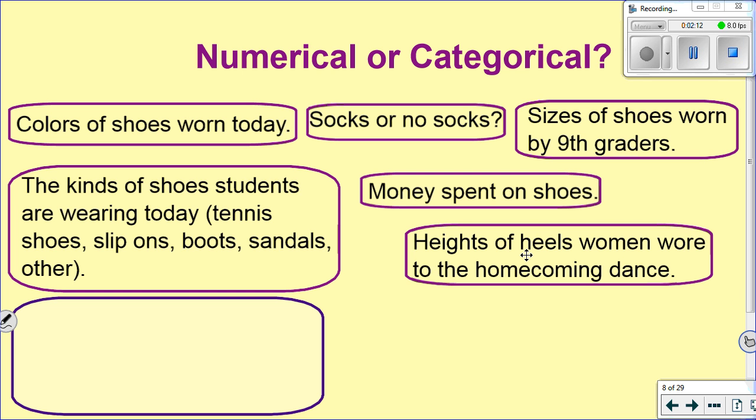The heights of heels women wore to the homecoming dance. A height, again, I can give that a number, right? 1 inch, 2 inches. So that's going to be numerical. And then I have one up here that was already uncovered. The kinds of shoes: tennis shoes, slip-ons, boots, sandals, those aren't numbers. Those, again, are categories. So the kinds of shoes right here are going to be categories.